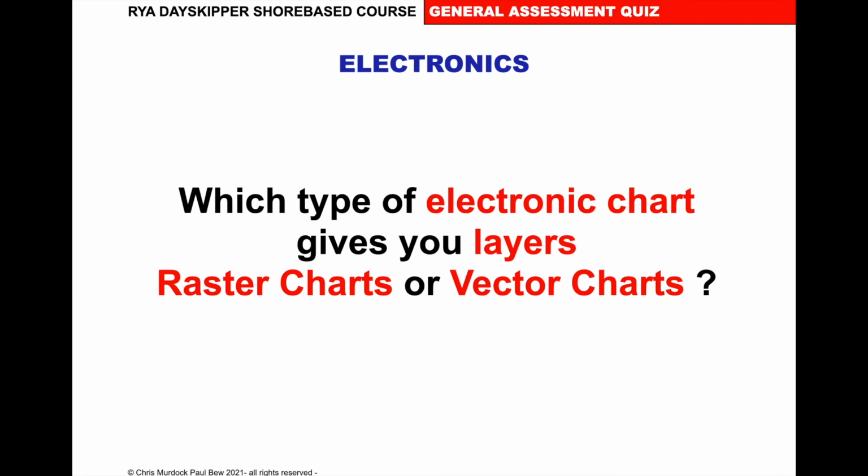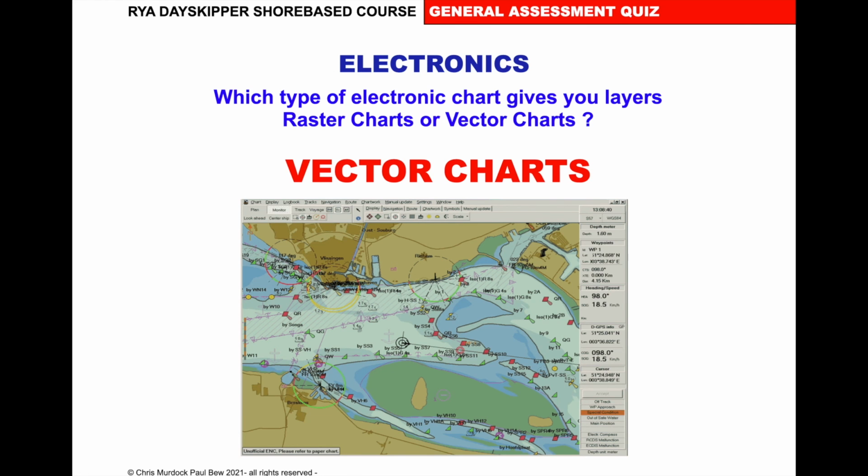What types of electronic charts give you layers? Raster charts or vector charts? It'll be vector charts. So raster charts are just a scan of the chart. Vector charts, as you zoom in, like we do with our Navionics, will give us greater and greater detail.